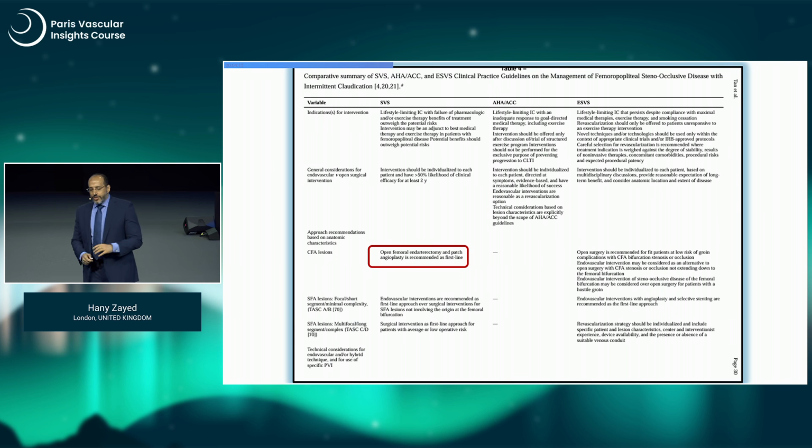Whether we agree or not, this is far more liberal compared to the SVS guidelines, which blankly say open endarterectomy with a patch is the first-line treatment.